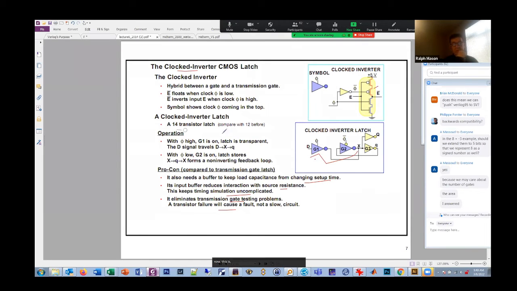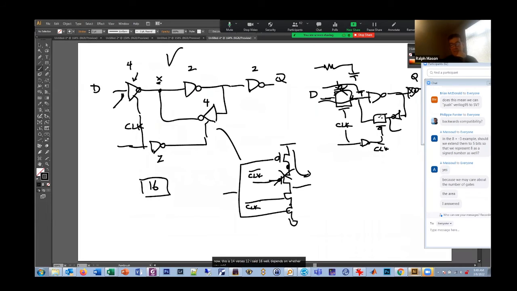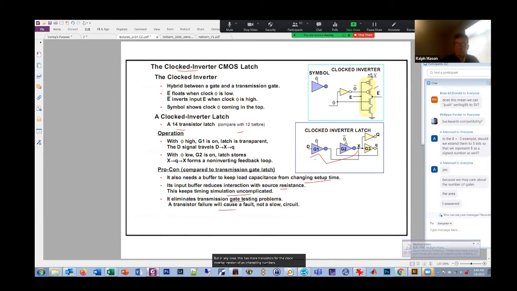And this is 14 versus 12. I said 16, well, it depends on whether you add this extra buffer or not. If I didn't add that extra buffer out there, then it's 14 versus 12. But in any case, the clocked inverter or tri-state inverter version has more transistors. Any questions about that?